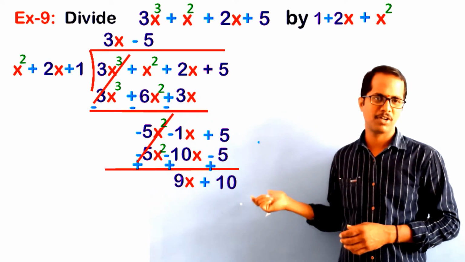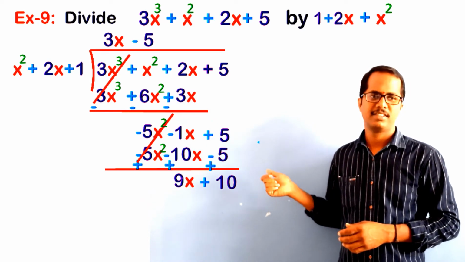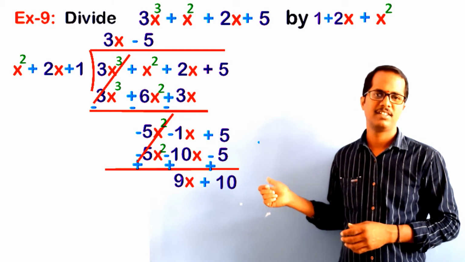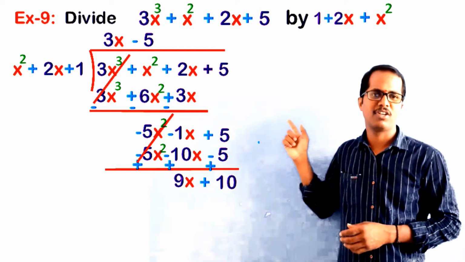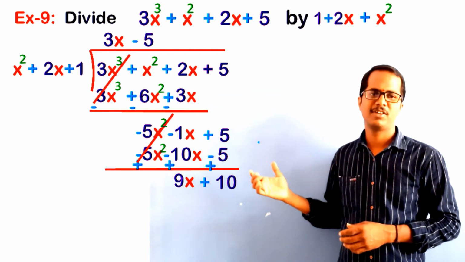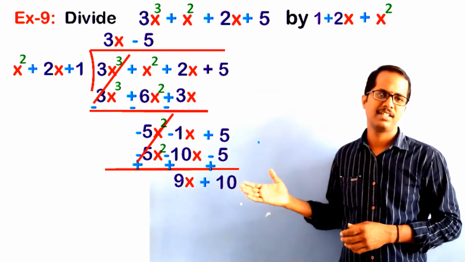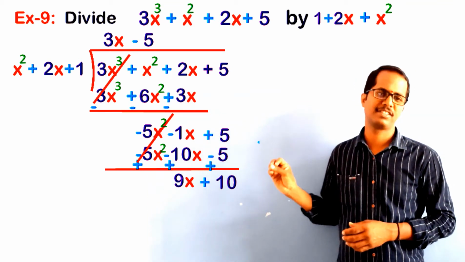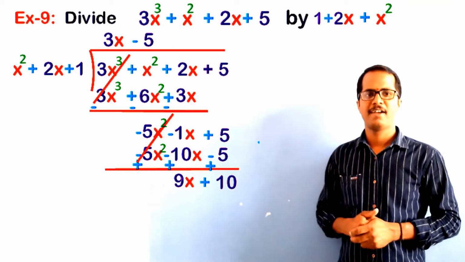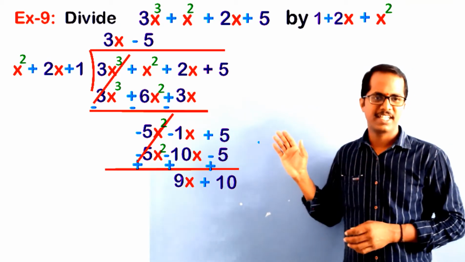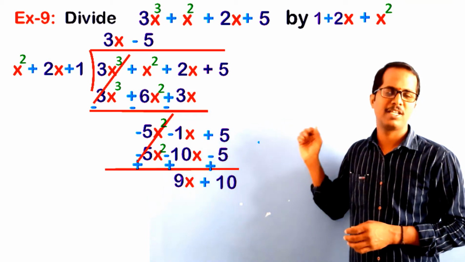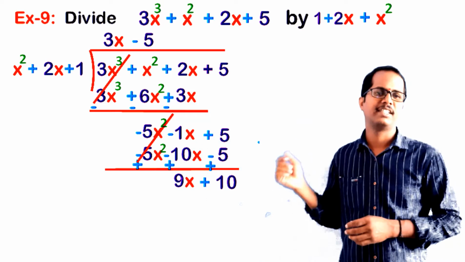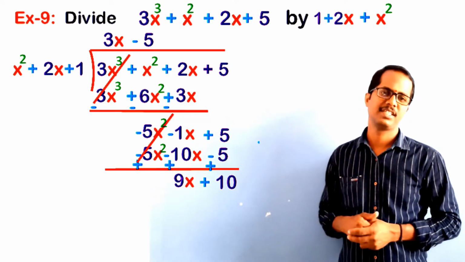What is the degree of this polynomial? So here the degree is 1. So we get a linear polynomial. And the divisor is a quadratic polynomial whose degree is 2. So now the degree of the remainder is less than the degree of the divisor. That means the division process is completed. So what we get? By dividing the cubic polynomial with this quadratic polynomial, we get the quotient as 3x minus 5 and the remainder as 9x plus 10.